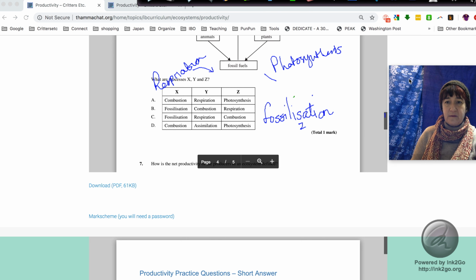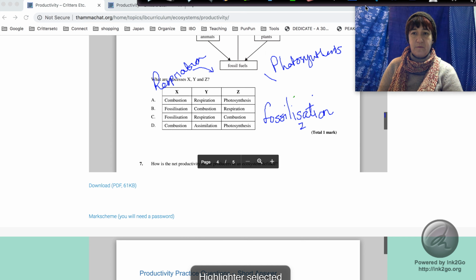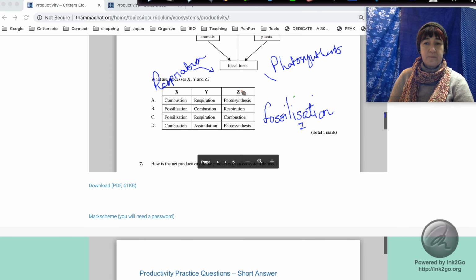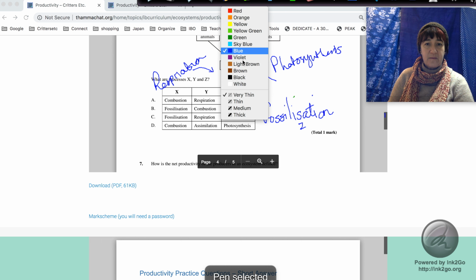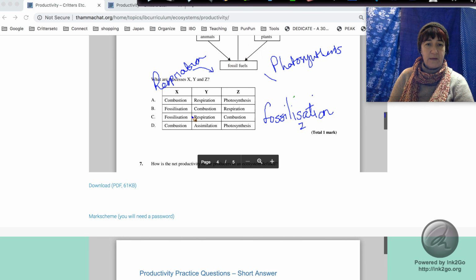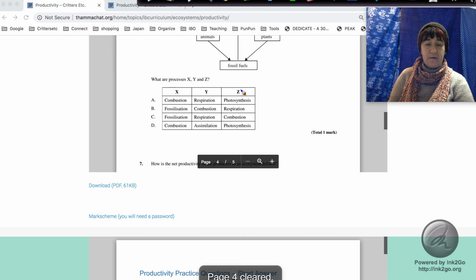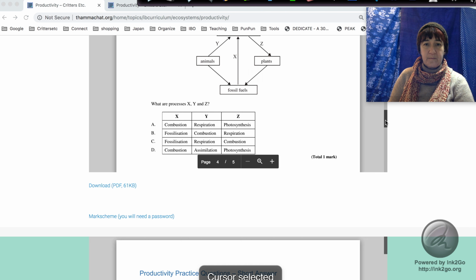Let's see what the answers say here. Back to my pencil. Okay, so my pencil is going to be blue. Let me clear off those annotations. Processes X, Y, and Z.